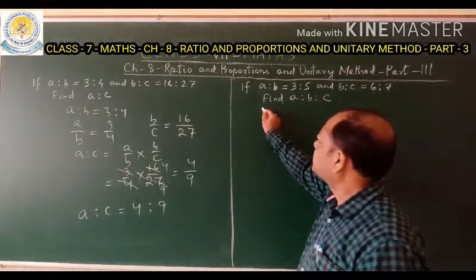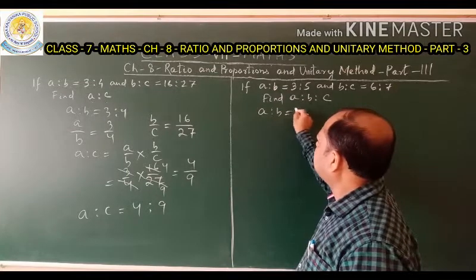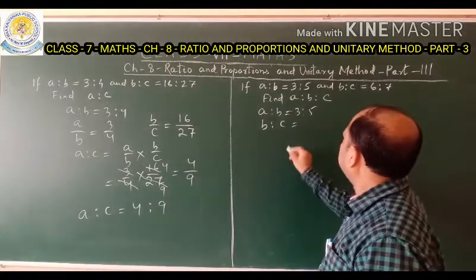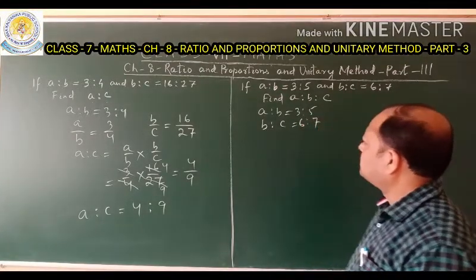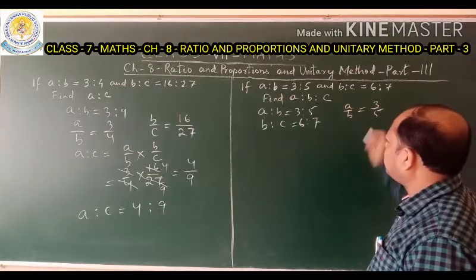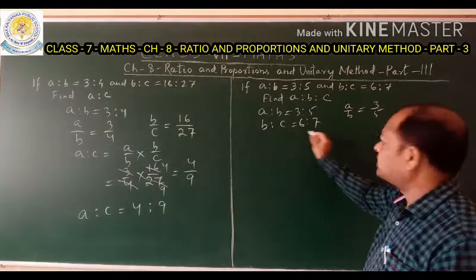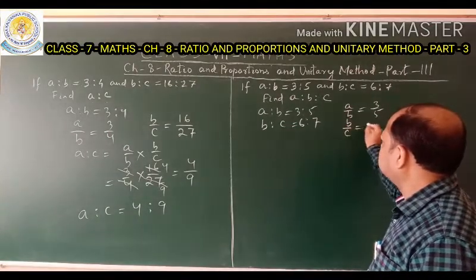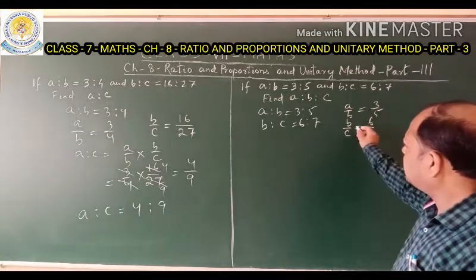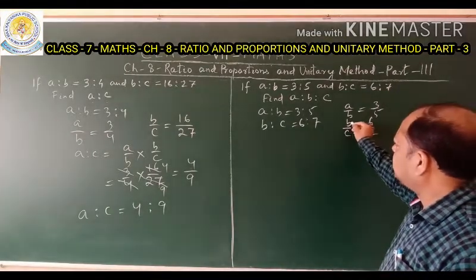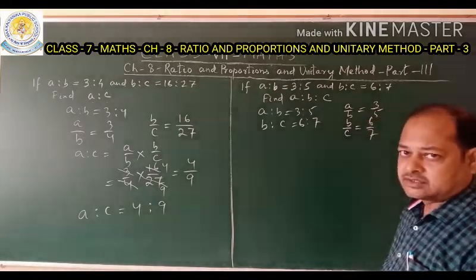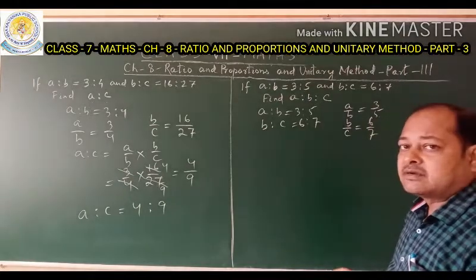Okay, let's start now. A is to B equals 3 is to 5, and B is to C equals 6 is to 7. We can write in this way also, A by B equals 3 by 5, and B is to C you can write as B by C equals 6 by 7. So here we will find the value of B. What is the value of B here? Here it is 5 and here it is 6. So we will take the LCM of the B values.